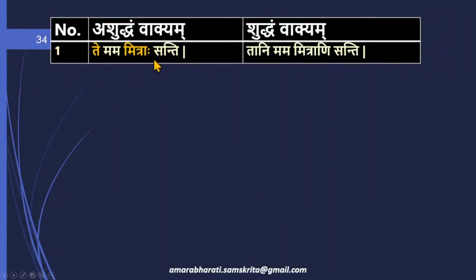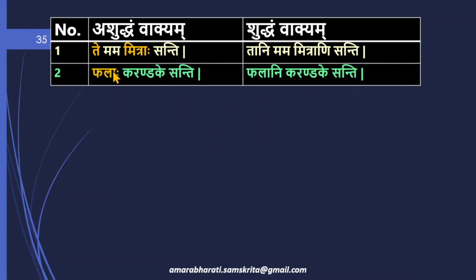We look at the examples. Te mama mitraah santi. Mitra here is representing a friend, and friend is mitram. Mitram is a napumsakalinga word in Samskrita bhasha. Mitraha represents the sun god, that is the sun, whereas mitram represents a friend, and that is a napumsakalinga pada. So the correct rupa is tani mama mitrani santi. Next one, phalaha karandake santi. Phalaha is a napumsakalinga word, so you should have phalani.